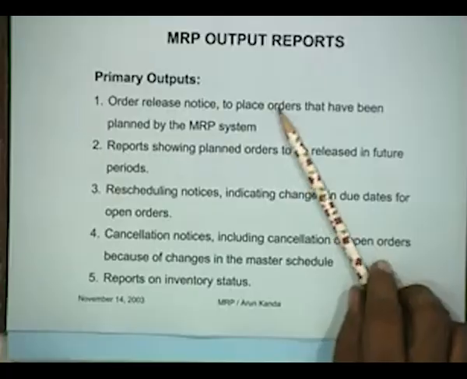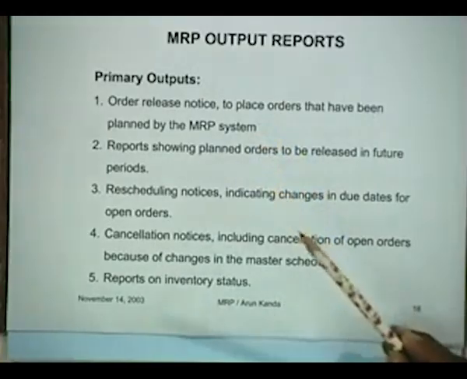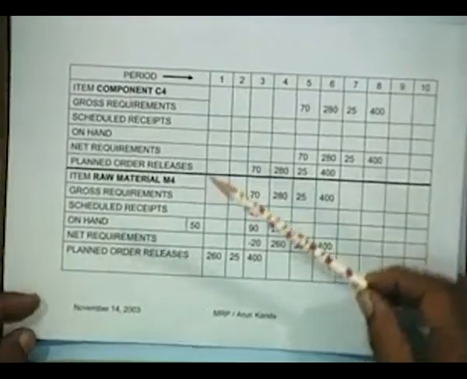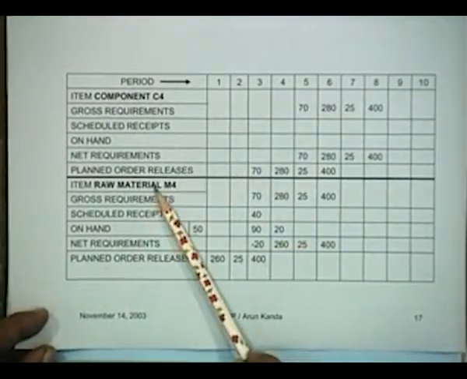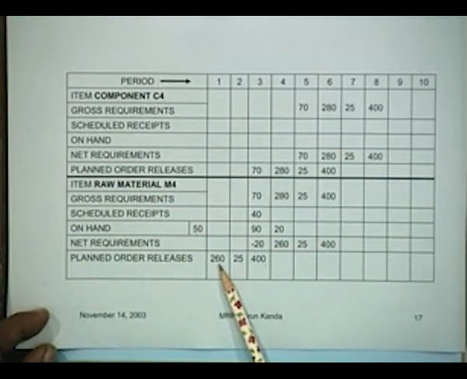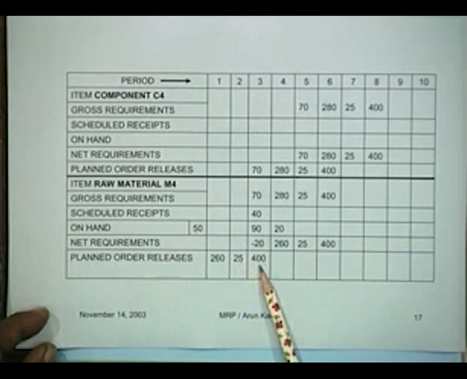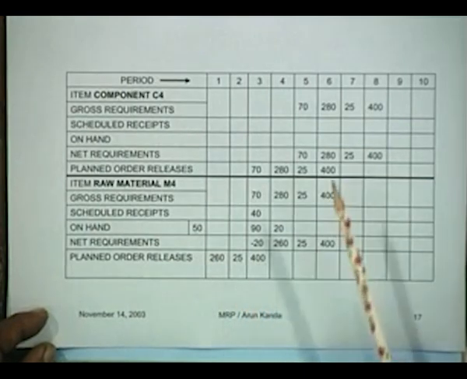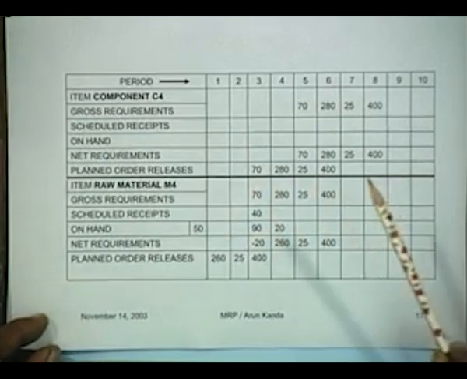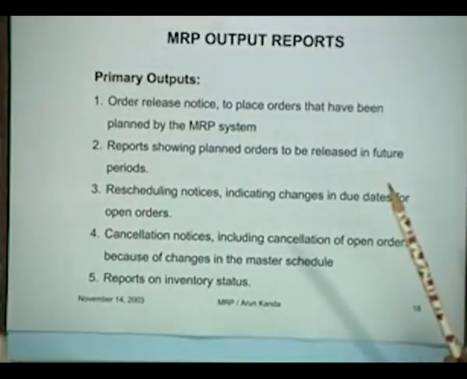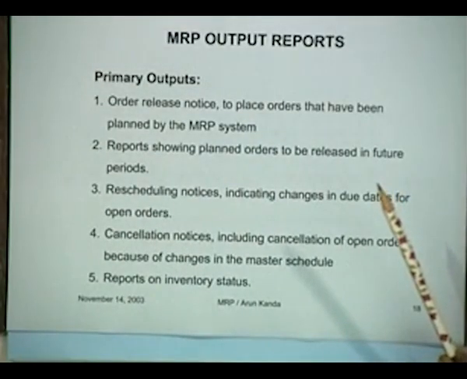Because this is the information that you get, right. You recall, that's what we mean. We ultimately get planned order releases, which means for this component you need to place orders for 260 in the first week, 25 in the second week, and 400 in the third week, and so on, right. So you have this information for each item. So this is something that will guide you for material procurement and material requirements.